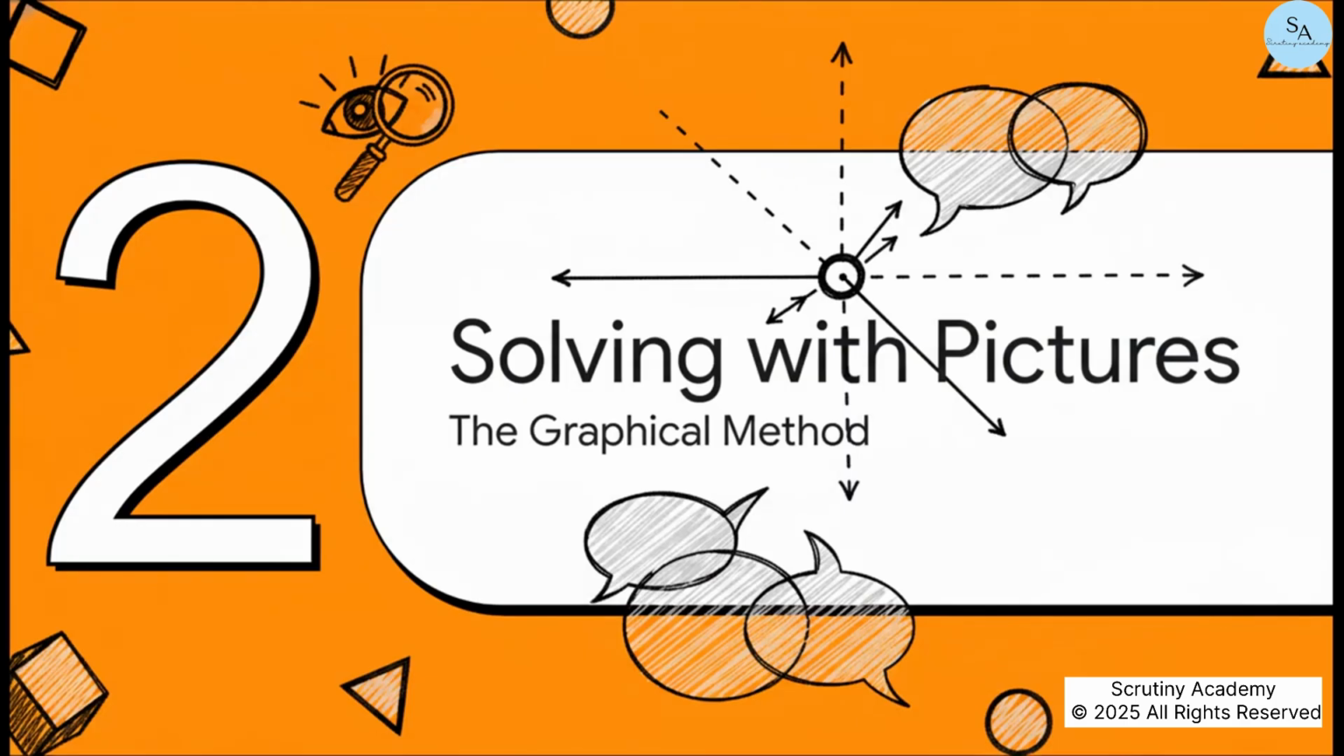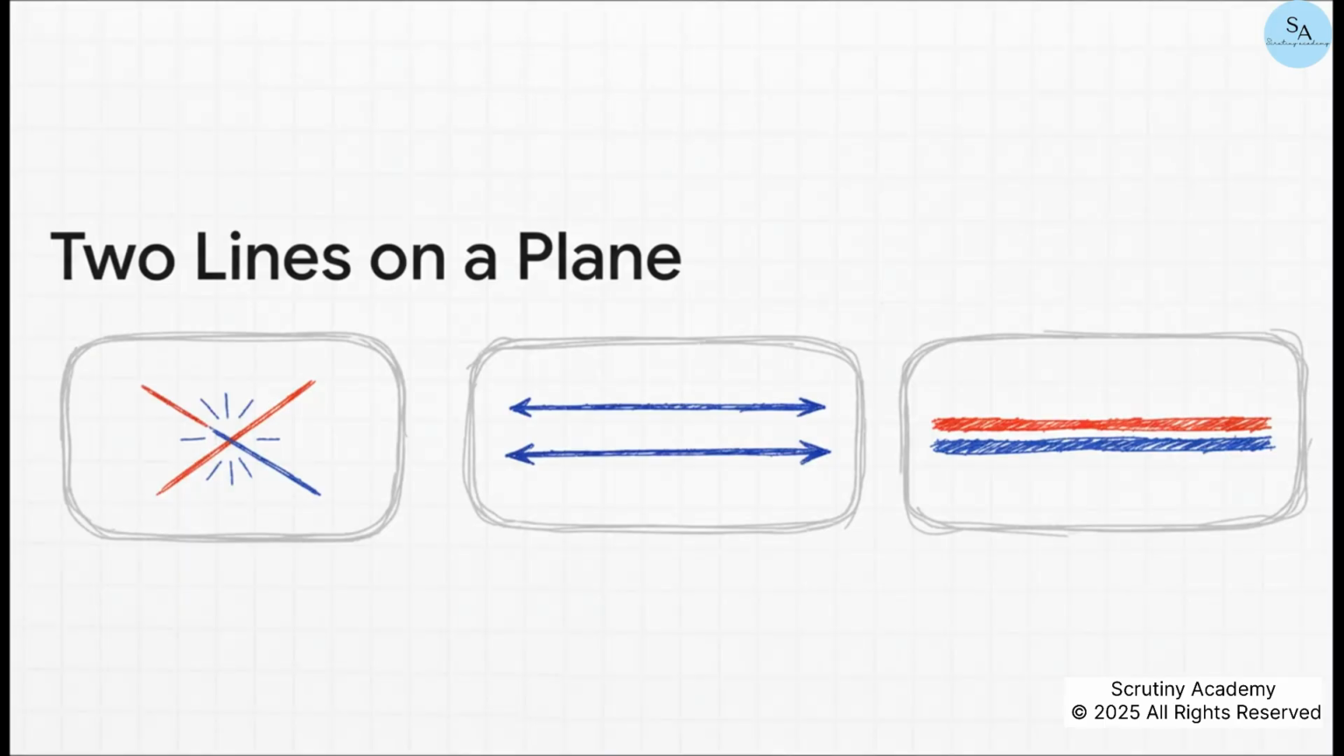Okay, next up, let's talk about solving with pictures, the graphical method. This is all about getting a feel for what the solution actually looks like. Just think about it for a second. If you take a piece of paper and draw any 2 straight lines, what can happen? Really only 3 things. 1, they can cross each other at just one single point. 2, they can be parallel, kind of like train tracks, right? They'll run alongside each other forever but never ever touch. Or 3, they can be the exact same line, just one drawn right on top of the other. That's it. Those are your only options.